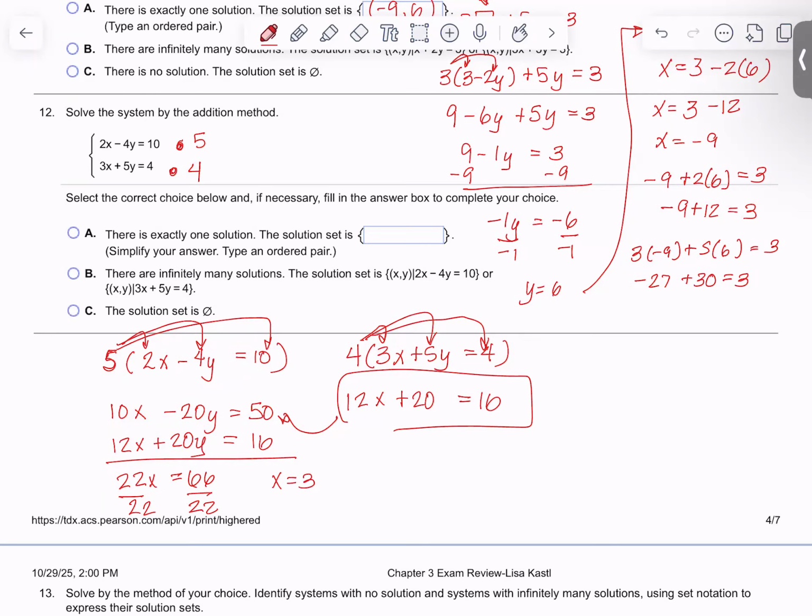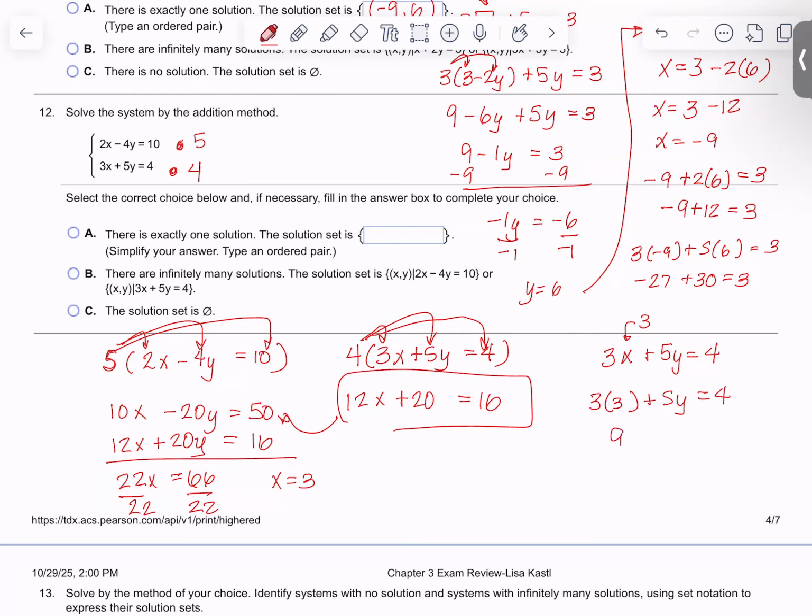All right, so now I need to figure out what y is, so I can back substitute in either one of those equations to find y. I'm going to choose the second one. And again, it's because there's no negative in front of that y. If I can avoid negatives, I'm probably going to do that. So we're going to replace the x with the 3 we found. And we're going to solve this for y.